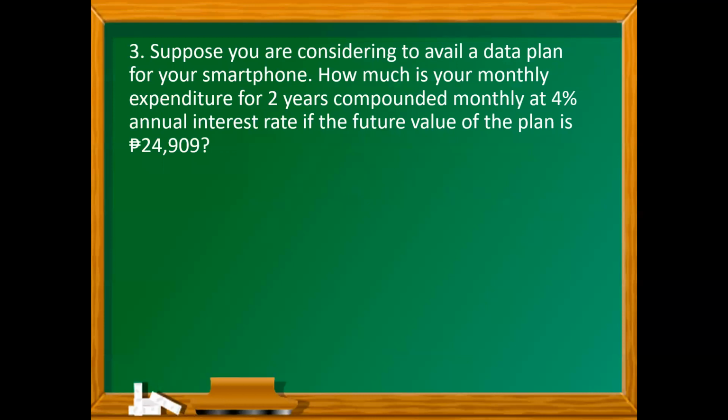And considering the given here, the annual interest rate is 0.04, and we have to divide that by 12 because this is compounded monthly. So we have 0.04 divided by 12. We have 0.0033. Okay. And then n equals the product of 12 and 2, which equals 24. And then the future value equals 24,909.